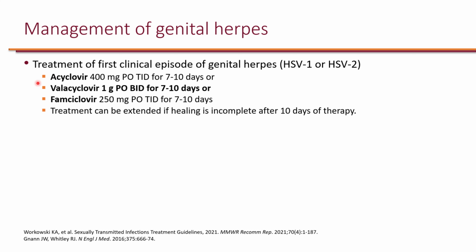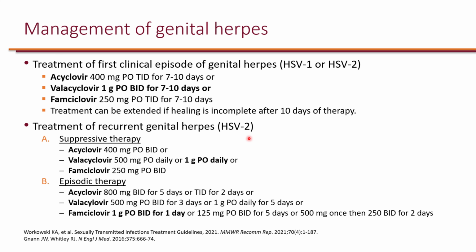Now you can see that acyclovir and famciclovir are dosed 3 times a day, so it makes sense to use valacyclovir, which is dosed twice a day, to improve adherence for patients, but any of these are appropriate for treatment. Now, the treatment is recommended for 7 to 10 days, but use clinical judgment, so some patients may need more than 10 days if healing is incomplete.